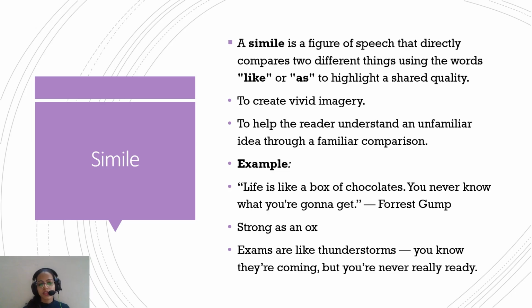Strong as an ox. Again, the word as has been used to compare strong and ox. So like an ox, strong. That's the implication. Okay. Exams are like thunderstorms. You know they're coming, but you're never really ready, which is a truism. Again, the word like has been used to compare exams and thunderstorm. Similarly, always comparing two situations with the use of the word like or as. So it's very easy to locate like and as comparison, then it's a simile.